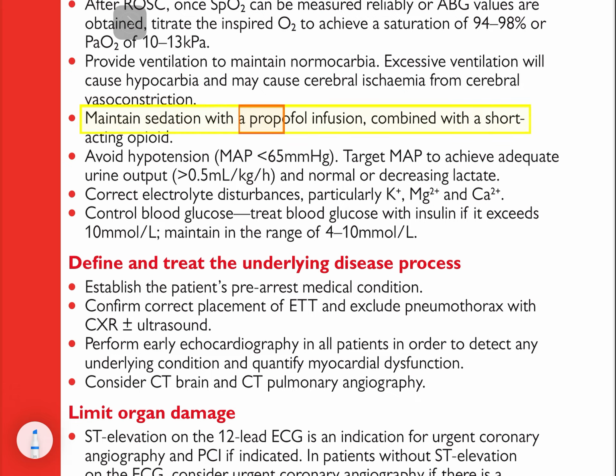Maintain sedation with a propofol infusion, combined with a short-acting opioid. Avoid hypotension. MAP above 65 mmHg. Target MAP to achieve adequate urine output, 0.5 ml/kg/h, and normal or decreasing lactate. Correct electrolyte disturbances, particularly K+, Mg2+, and Ca2+. Control blood glucose. Treat blood glucose with insulin if it exceeds 10 mmol/L. Maintain in the range of 4-10 mmol/L.